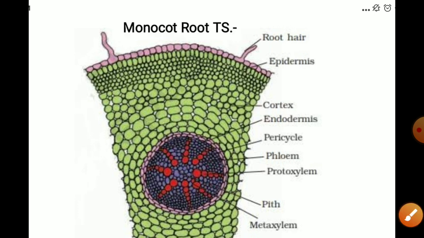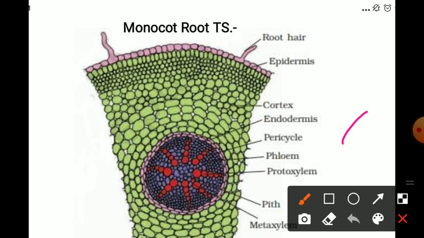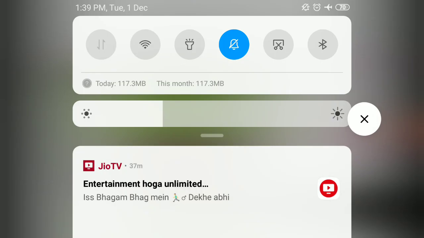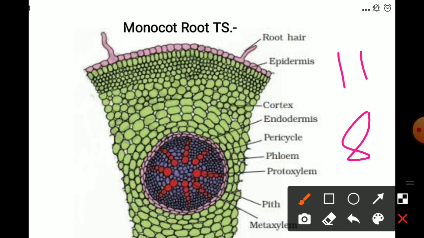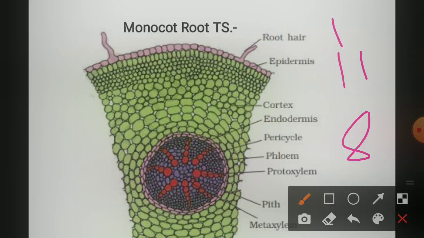Now in fact this figure shows 8 radial vascular bundles. Some monocots may show 11 radial vascular bundles. Some show 16 radial vascular bundles.